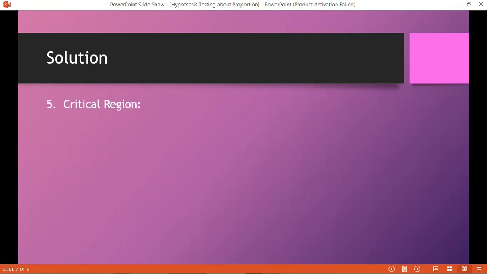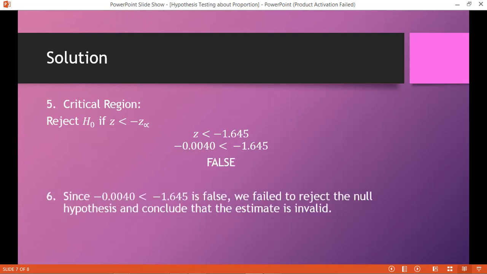Now, for our critical region, we use the less-than symbol, and then negative 0.0040 less than negative 1.645. Now, is that true or false? That is false. And since that is false, we fail to reject the null hypothesis and conclude that the estimate is valid. So, the estimate of 45% is correct.